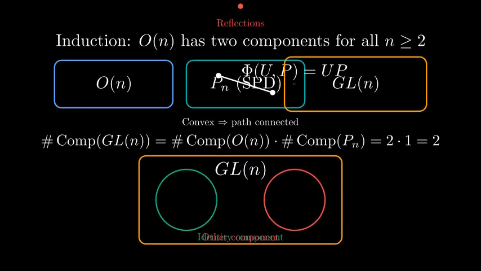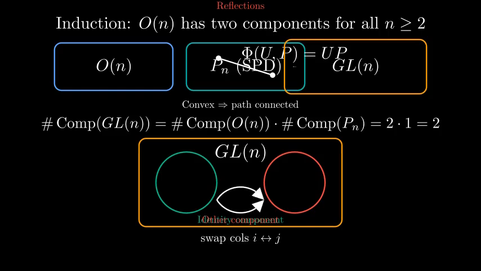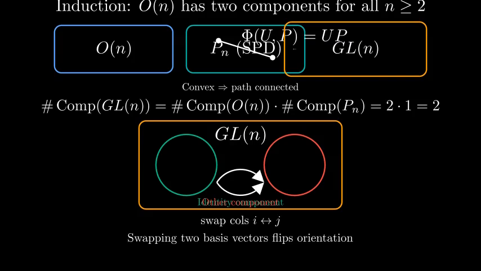A basis v1 through vn determines a matrix of columns. Its orientation is the connected component of GL(n) containing that matrix. So there are exactly two orientations, the identity component and the other component. Swapping two vectors multiplies by a column swap matrix, which is a reflection in the orthogonal group, hence moves to the other component. So a swap flips orientation.